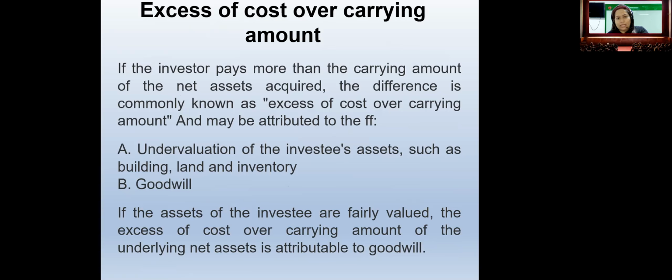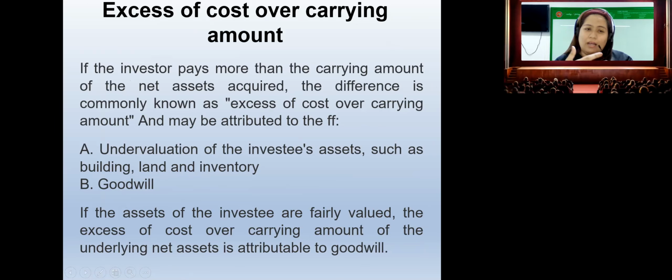Kailan nangyayari yung excess of cost over carrying amount? So, as stated in the standard, if the investor pays more than the carrying amount of the net assets acquired, the difference is commonly known as excess of cost over the carrying amount. Napaka-literal yung sinasabi nung term. Kailan nangyayari yung ganitong scenario? Ang tinutukoy natin na cost doon, again, this is the amount na ibabayad mo doon sa iyong investee in exchange noong investment mo sa kanya. Ang carrying amount na tinutukoy dito, ito yung book value nung ininvest mo.